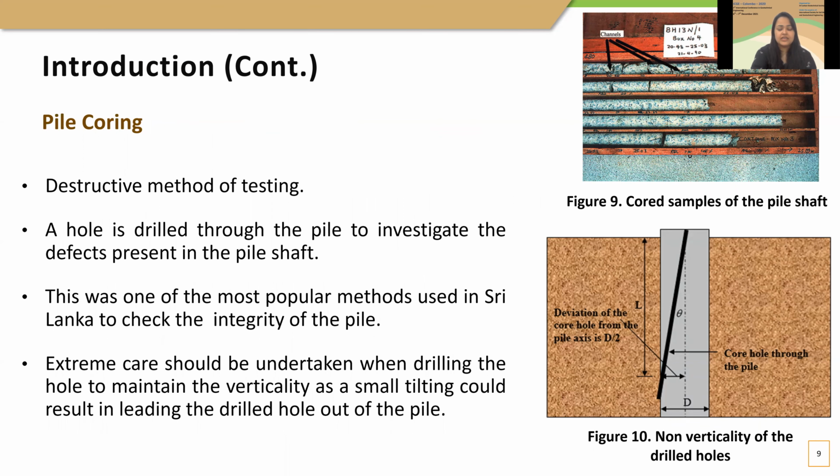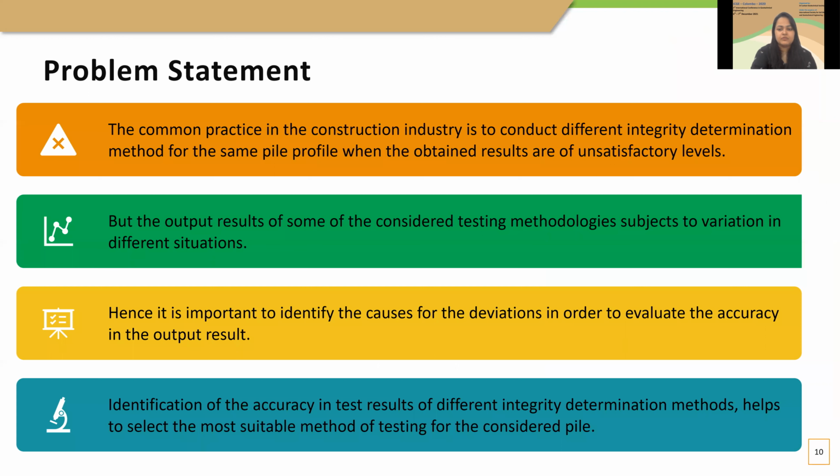Pile coring is a destructive method of testing which was widely used to check the pile integrity, and here a hole is drilled through the pile to visually observe the defects. But this method should be executed very carefully since even a small tilting of the drilled hole could provide incorrect interpretations. Moving on to the problem statement.